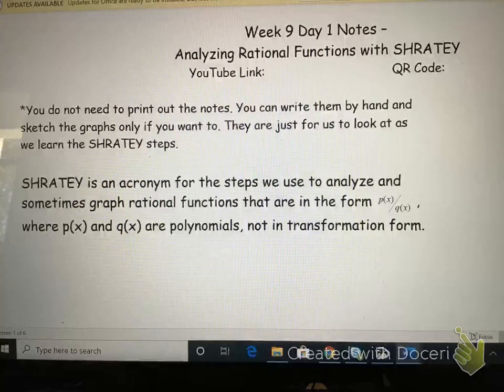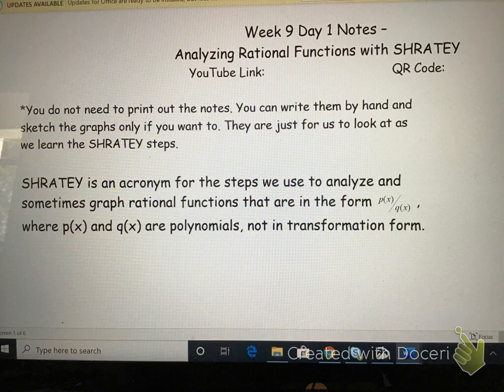We can use the SHRATEY steps to also graph rational functions, but a lot of the graph is more of just a sketch. We don't get a lot of detail about our graphs from the SHRATEY steps. So it really is just to analyze rational functions.